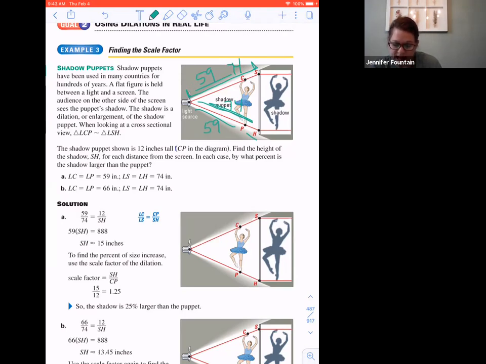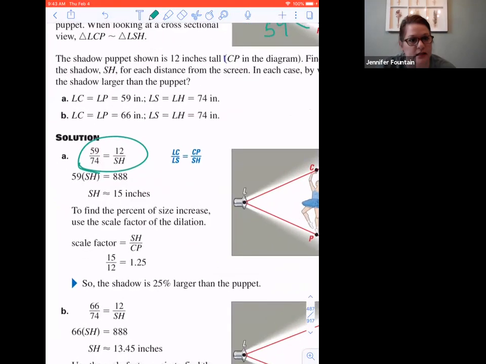So then I'm trying to find, I know that CP is going to be comparable to SH. They already told us that it is 12 inches tall, so I know the measurement of my figure is 12 inches. So when I set up my proportion, I have 59 over 74 is equal to 12 over SH. That's what I'm trying to find. So I set it up just like I did my earlier proportion. I cross multiply, which is equal to 888. So it is approximately 15 inches.